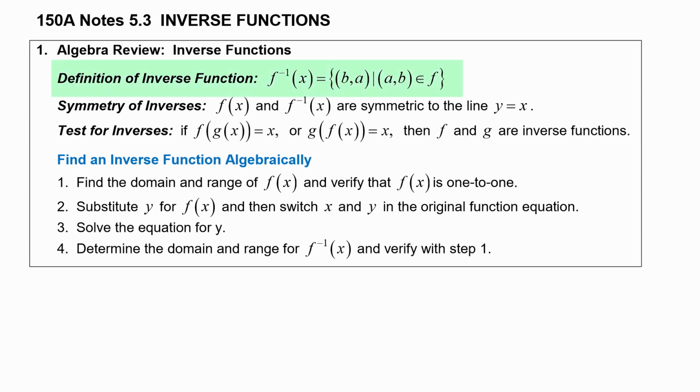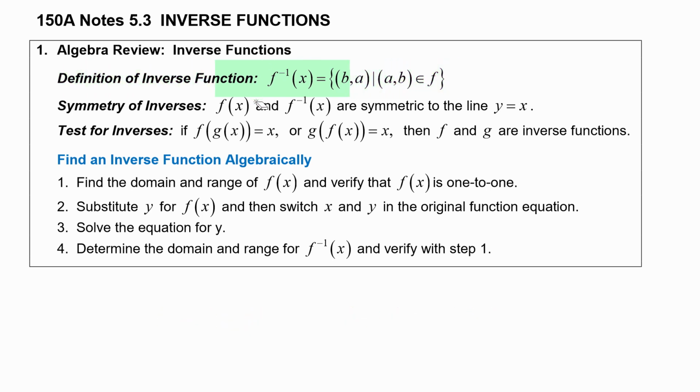The definition of inverse function is that f inverse of x is equal to the set of all points (b, a) such that (a, b) is an element of f. What that means, for example, say you had a point (1, -5) that belonged to f of x. Then that means that the point (-5, 1) belongs to f inverse of x.